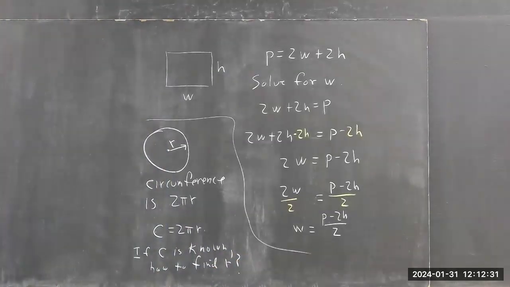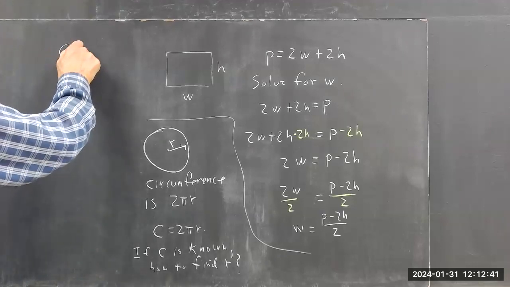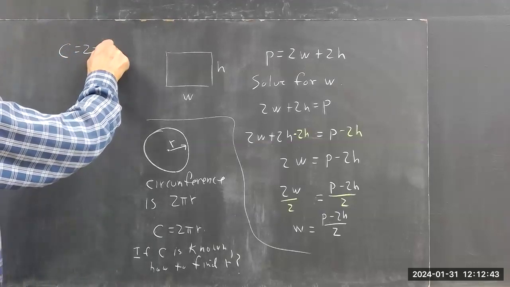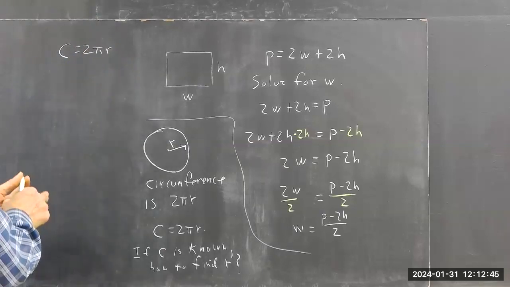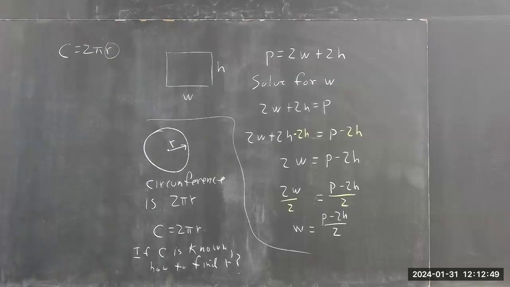How do I find R? Well, C equals 2 pi R is a perfectly good equation. So I write C equals 2 pi R. And then maybe I target R, a little circle around R. That's what we're trying to isolate, right? So what could I do to get R by itself?